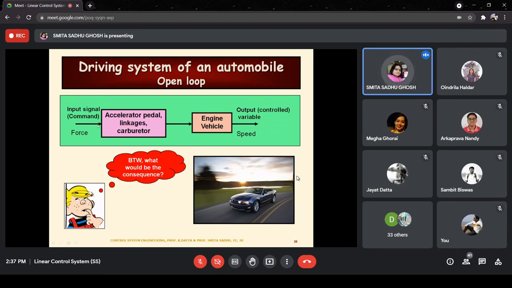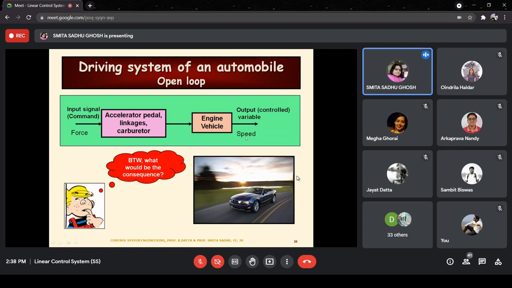But say, for example, there is a driver sitting inside the car. In such a model that you see in this block diagram, is there any means of knowing what the speed is, whether it is the desirable speed, whether the speed is above the value that you want, or below the value that you want? There is no means of knowing what the speed is, because we have not shown any sensors or measuring instruments which are actually going to measure the speed.